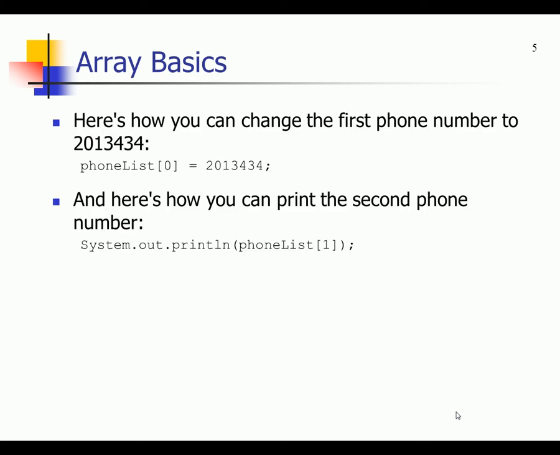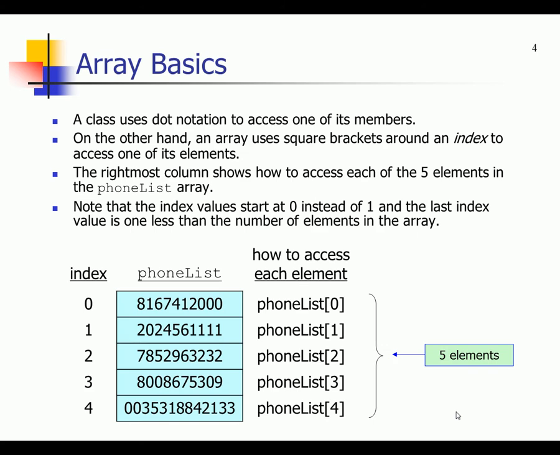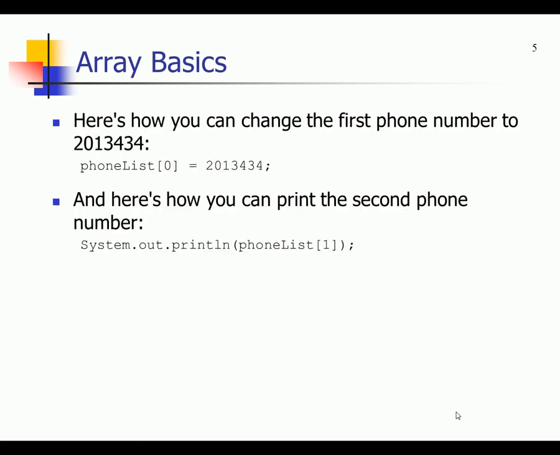All right, here's how we could change it. If you notice before, element 0 was the 816 number. We could say phone list square bracket 0, and that means the first element in our phone list is now this new number. And we could print out the second element by println of phone list with square brackets and a 1. Very simply. We really haven't done much yet.